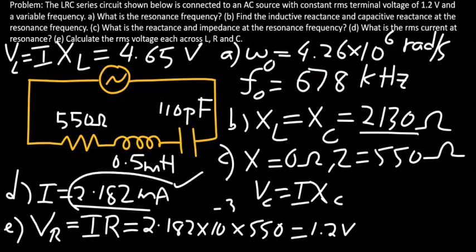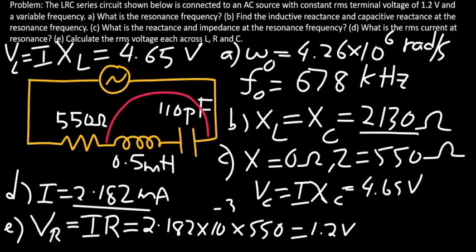The RMS voltage across the capacitor is given by capital I times the capacitive reactance of the capacitor. So I is again given by that, and X sub C is again 2130, and that will give you the same answer as that for the inductor, 4.65 volts.